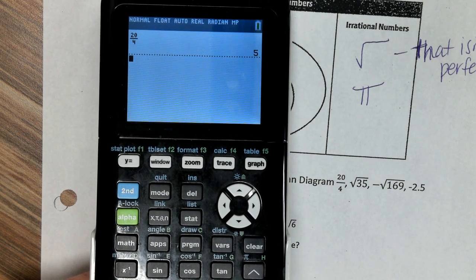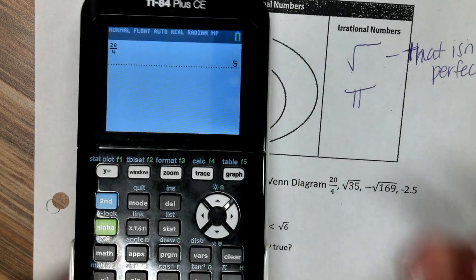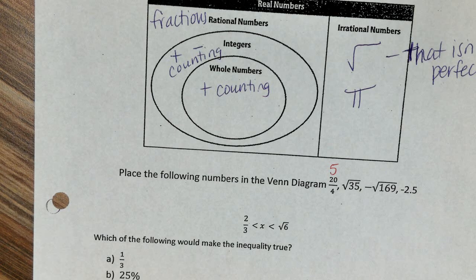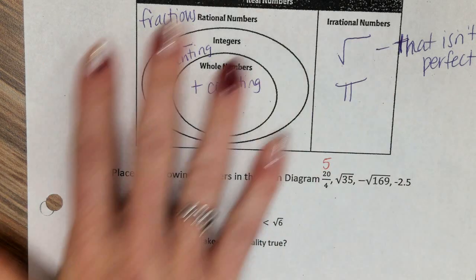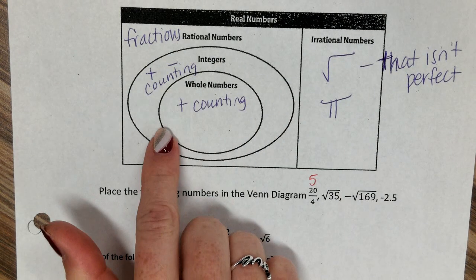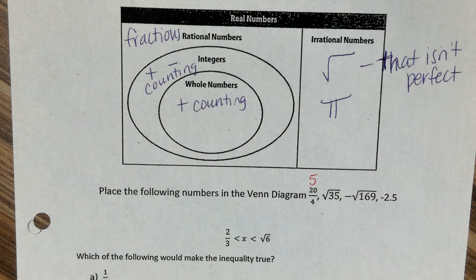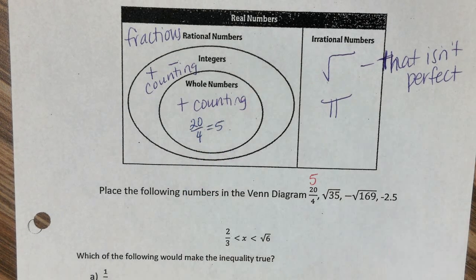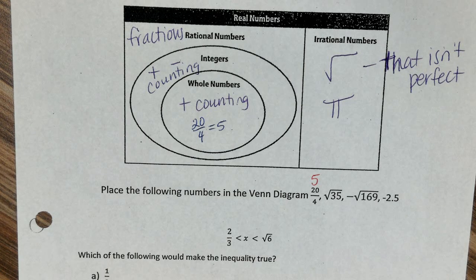What is 20 fourths actually? 5. Write that right here. 20 fourths is actually the number 5. What kind of number is 5 in this chart? It's whole because it is a positive counting number. So 20 fourths would actually go here because it's actually 5. Does everybody understand why 20 fourths is whole? Because 20 fourths is actually the number 5.